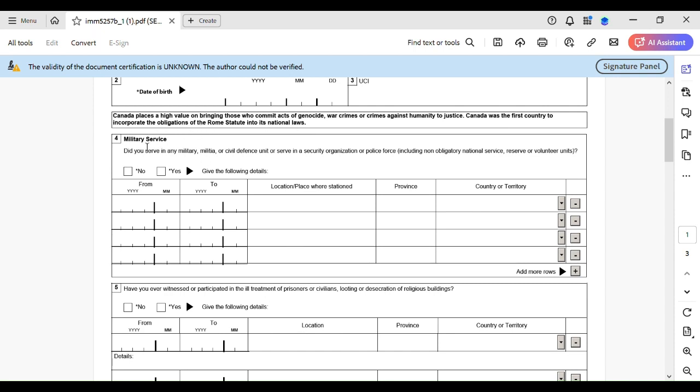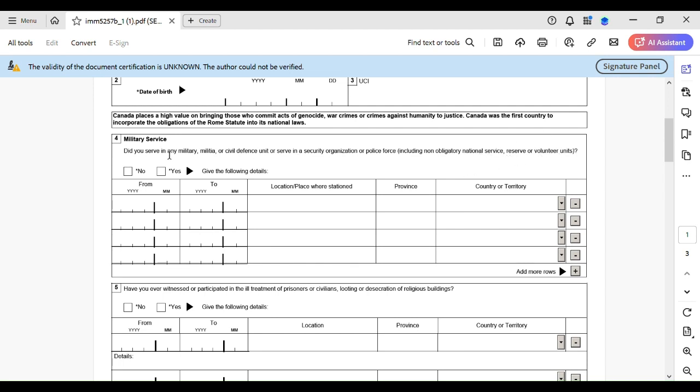Then military service. Did you serve in any military, militia, or civil defense unit, or serve in a security organization or police force, including non-obligatory national service? So not only obligatory national service, non-obligatory national service also, okay? Whatever involvement you had.